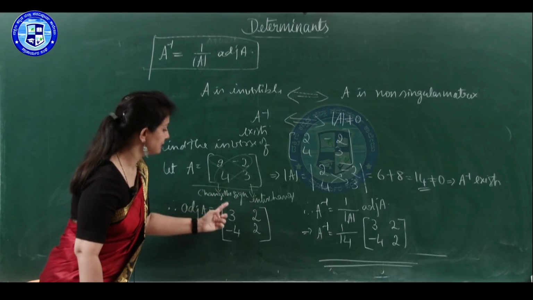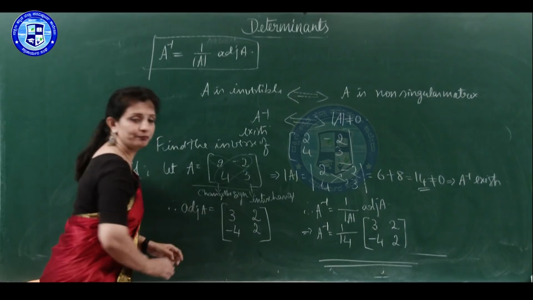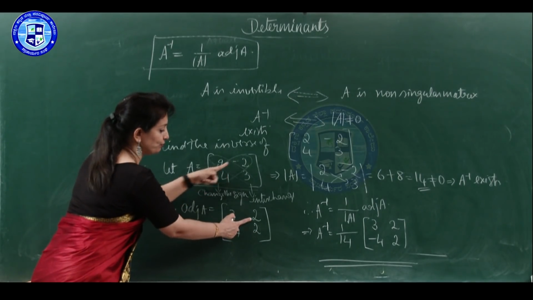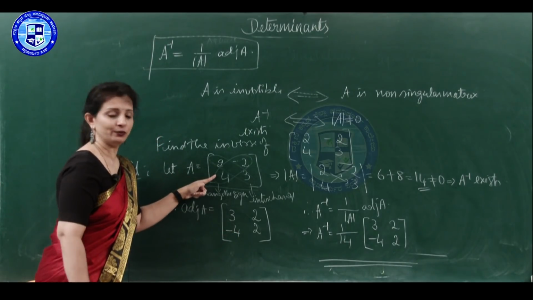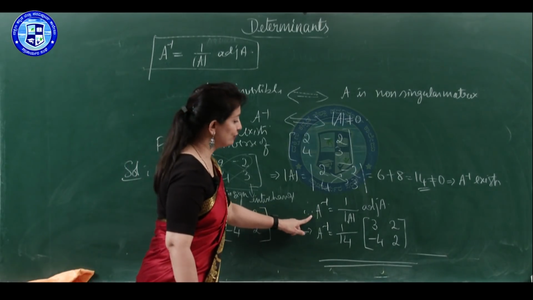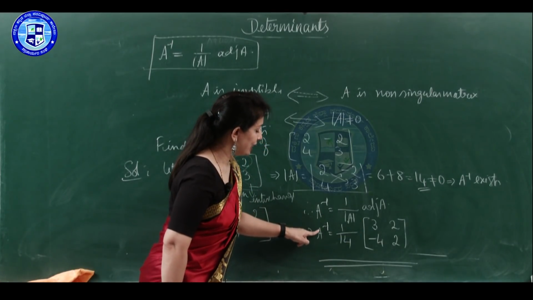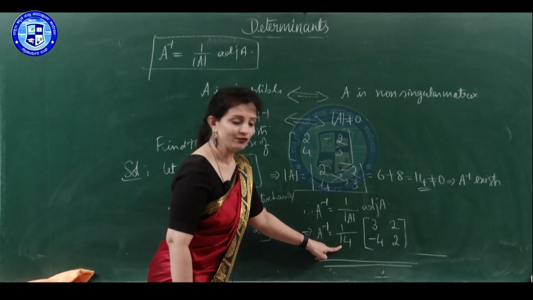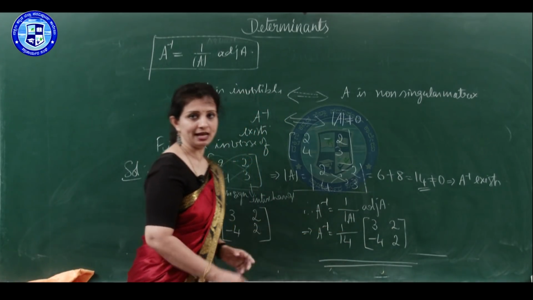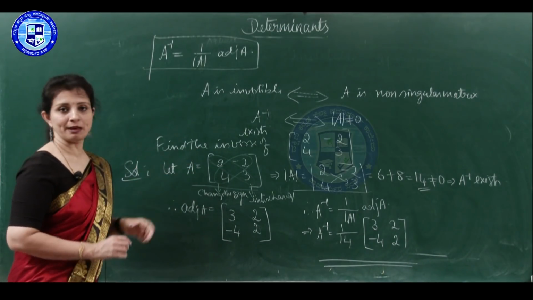What is adjoint A? How to get adjoint A? Interchange the diagonal elements. 2 3 change to 3 2. Diagonal elements are 3 2 now. Now off diagonal elements change the sign. -2 changes to +2, 4 changes to -4. So it is adjoint A. Now what is A inverse? 1 by determinant A into adjoint A. So A inverse is equal to 1 by determinant A, which is 14, adjoint A we got matrix 3 2 -4 2. It is the answer for the inverse, to find the inverse of a square matrix.